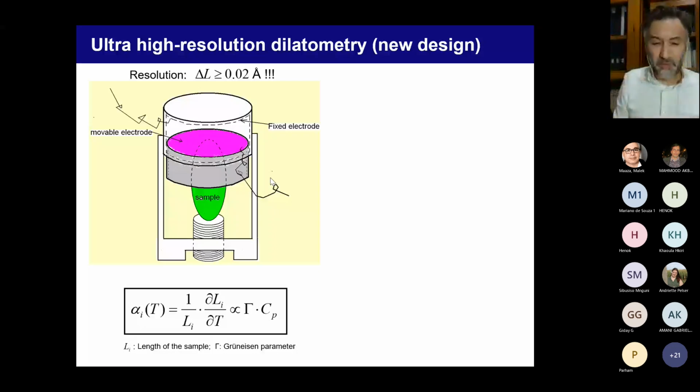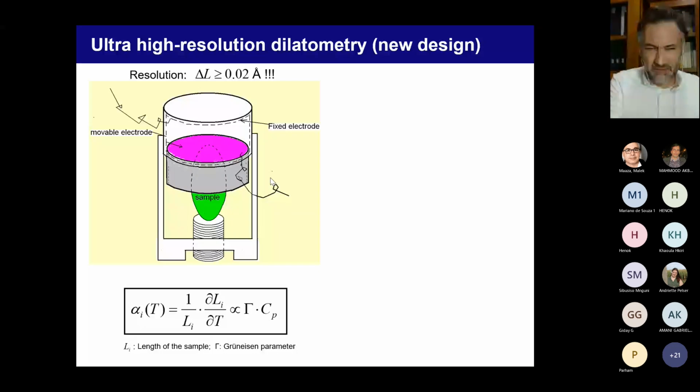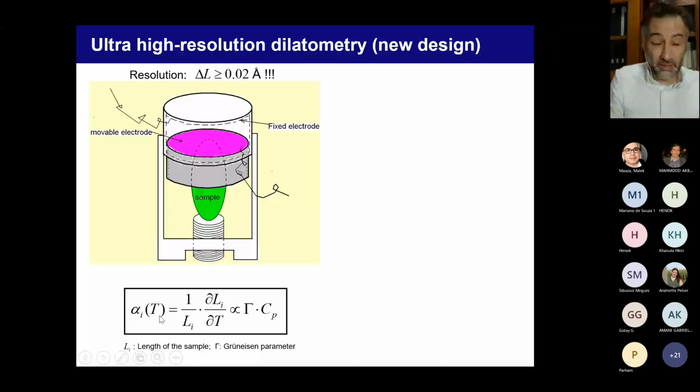Many technical details I'm not going through, but essentially by measuring the variation of the length of the sample, which is connected to this movable electrode, we are able to measure the change in capacitance with resolution of 10 to the power minus 6 nanofarad or so. And then we can make a point-by-point derivative, and we obtain the thermal expansion coefficient alpha. This is possible to be done along the different crystallographic directions of the material we are interested in investigating.